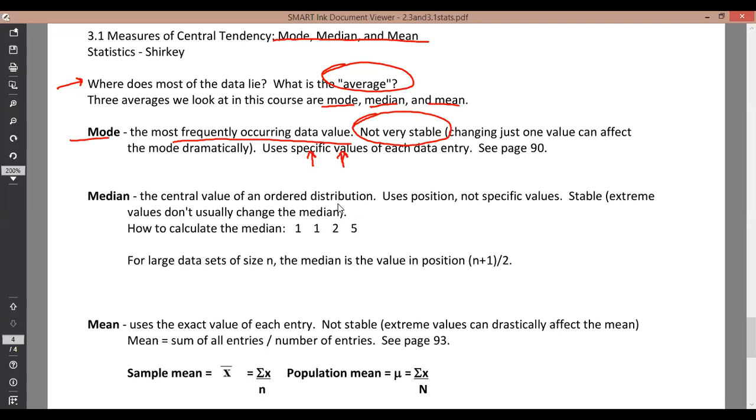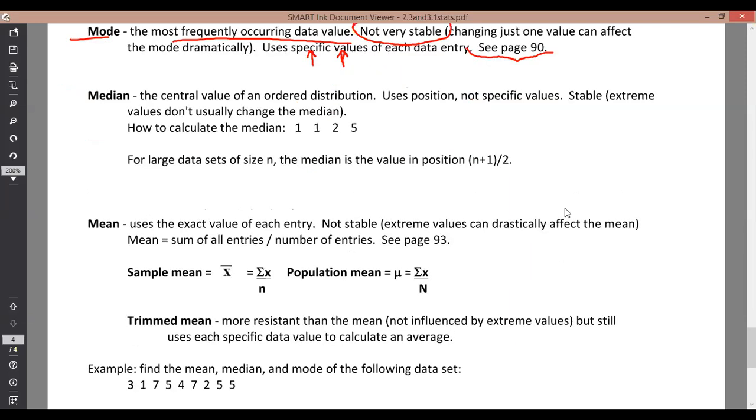All you're doing is looking at the number, seeing which one occurs the most frequently. This is an easy one. Page 90 shows you instructions on finding it. Essentially, you're looking at the data and counting which one ever appears the most. Is the most, right? The median.